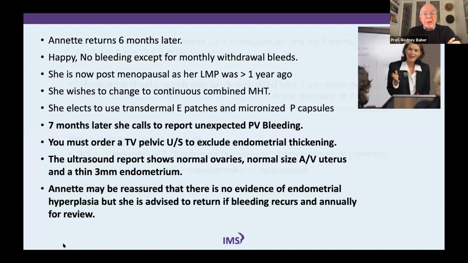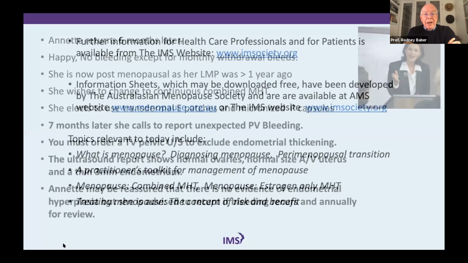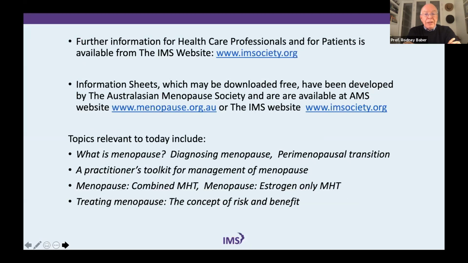Further information on this can be obtained from the IMS website, from the Australasian Menopause Society website, and both of those websites also have information sheets which you can download for free and use for yourself for further information or also for your patients. Thanks very much, Nick.